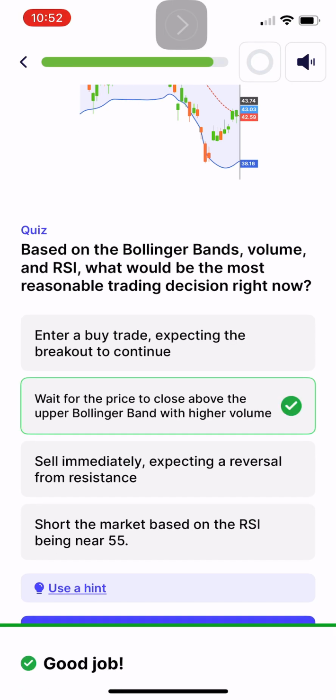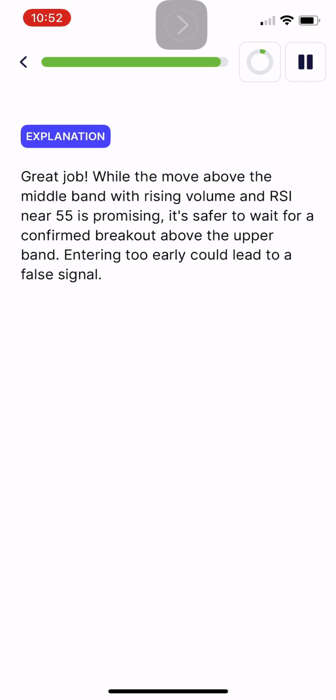Yes, you're right. Great job! While the move above the middle band with rising volume and RSI near 55 is promising, it's safer to wait for a confirmed breakout above the upper band. Entering too early could lead to a false signal.